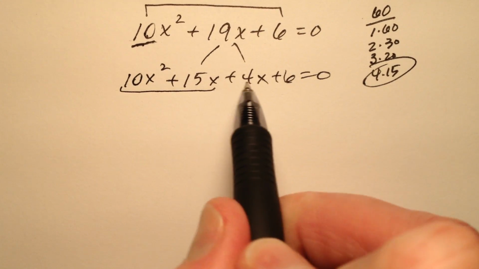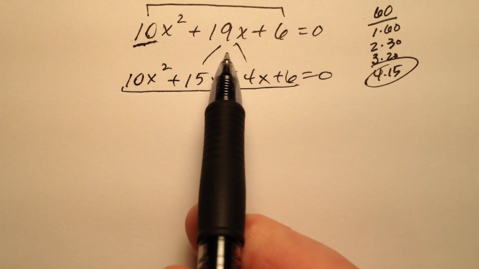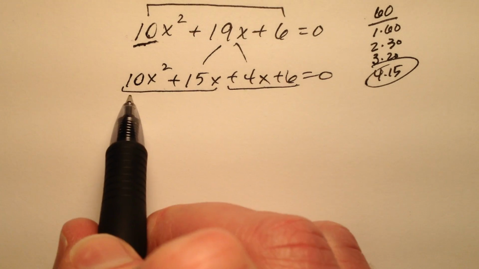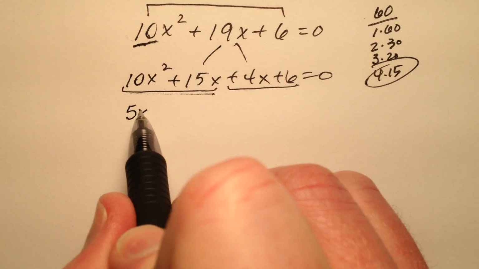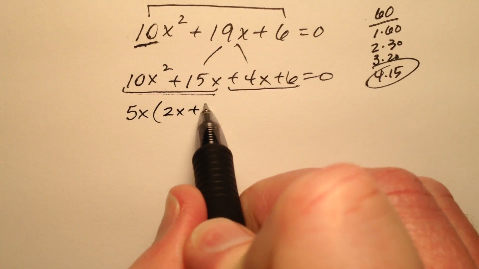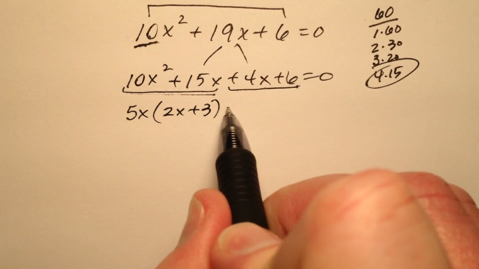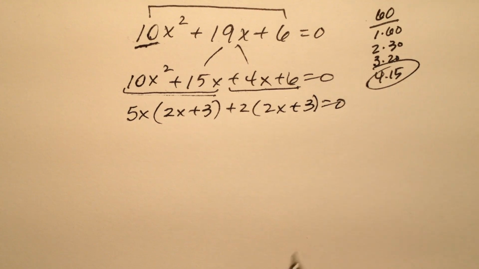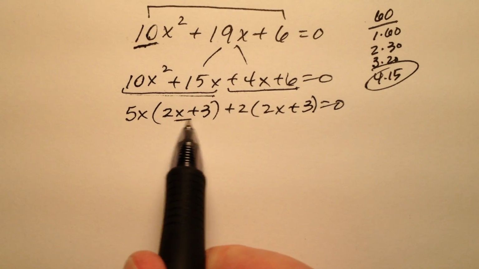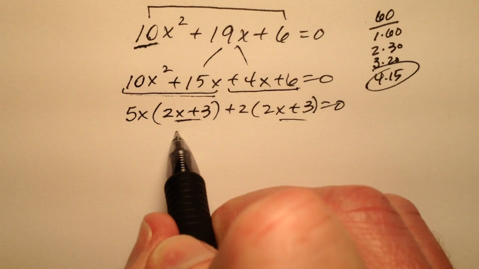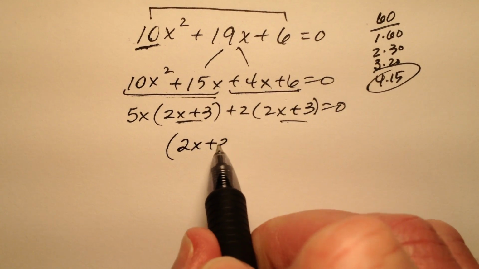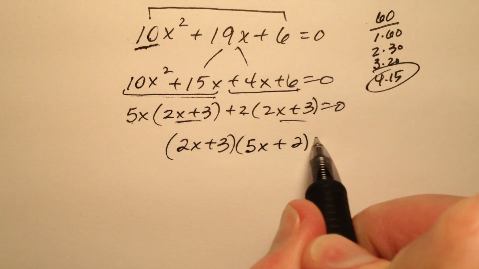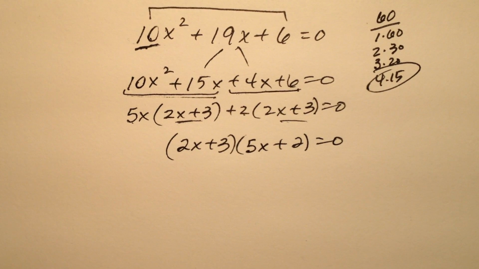Okay, so now in my AC method, I have this middle term broken up, so now I'm going to do factor by grouping. So the greatest common factor here is 5x, so 2x plus 3. And the greatest common factor here is a positive 2, so 2x plus 3. And this is nice because my leftovers here are both 2x plus 3. So I'll have 2x plus 3 times the quantity 5x plus 2, and that equals 0.